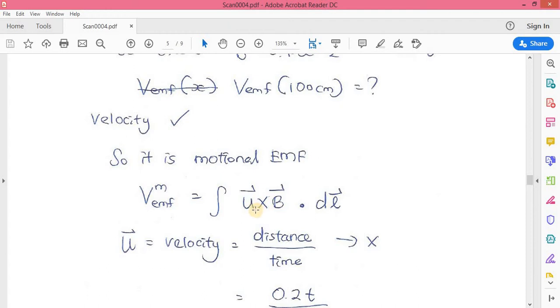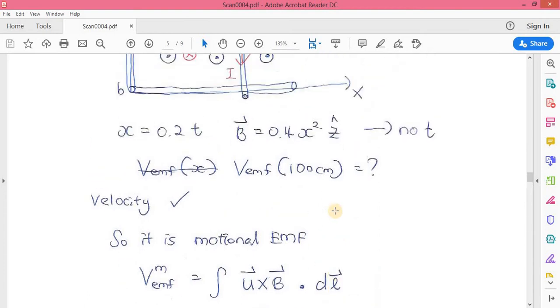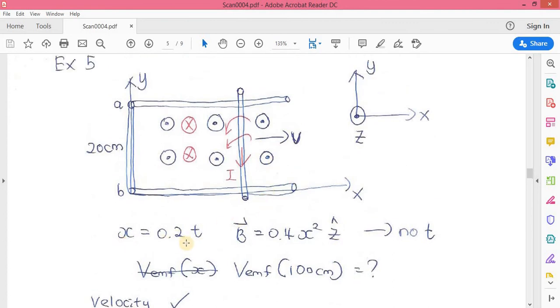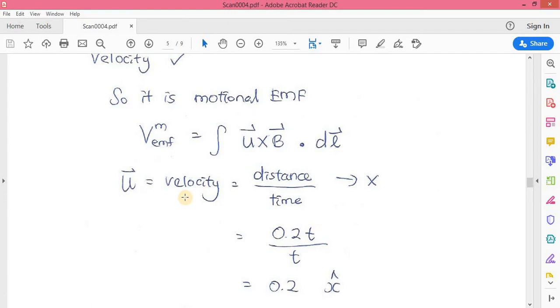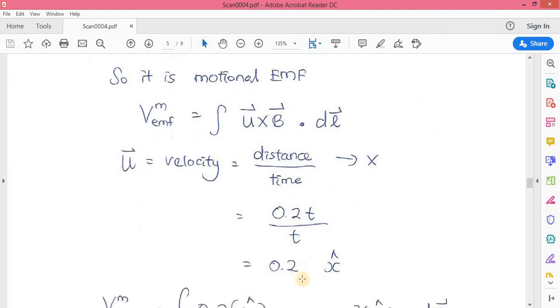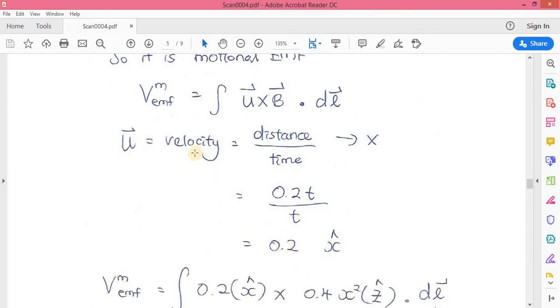If you look at all the symbols here, this is the velocity, it has direction. The magnetic flux density has direction also. And the dl, the length, has direction also. The velocity is not given in the question, but they give us the distance, how far it moves, the location. Based on the simple equation, velocity is defined by dividing the distance by time. The distance is given, which is 0.2t. When you divide it by t, it will be 0.2. So this 0.2 is the velocity.